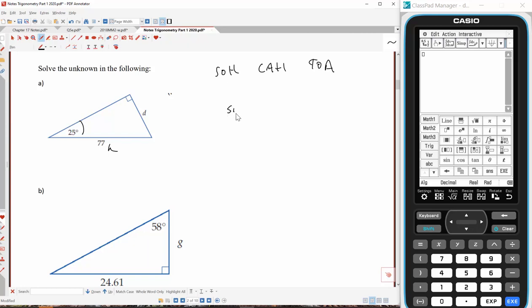So the way I'll do it is I'll write out sine of 25 equals the opposite, which is D, over the hypotenuse, which is 77. All right, so I need to solve for D. So what I'm going to do is say that D equals, so I'm going to times both sides by 77. All right, and that will be D equals 77 times the sine of 25.